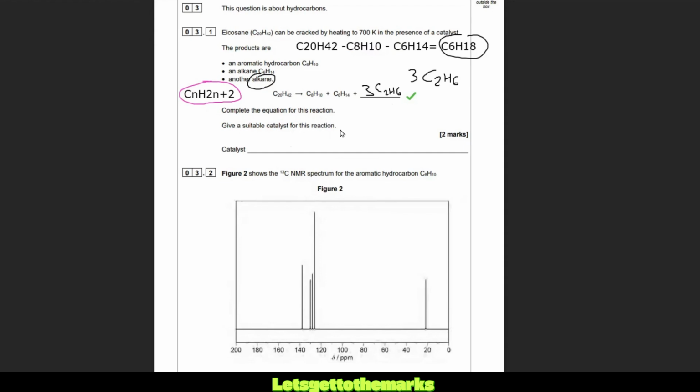Now, give a suitable catalyst for this reaction. There's a whole bunch of catalysts that could be used for this. On the mark scheme, they'll allow you to say zeolite, and they'll allow you to say alumina, which is basically Al2O3, aluminium oxide. I'm pretty surprised they haven't got silica on there, but silica is another catalyst that you can use in cracking, but maybe they don't want to let you have that. So there we go. Right, let's zing down to do the rest of this question.